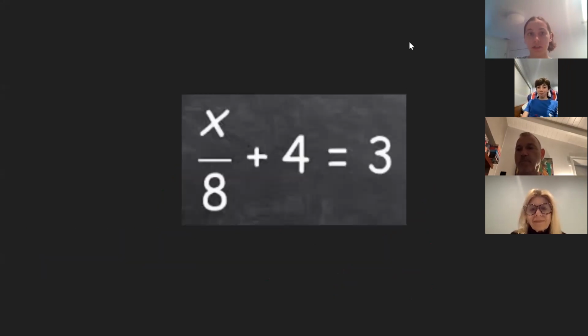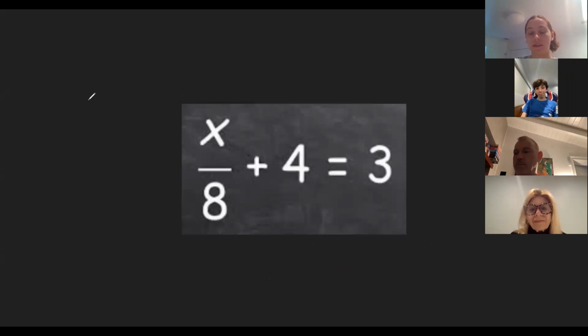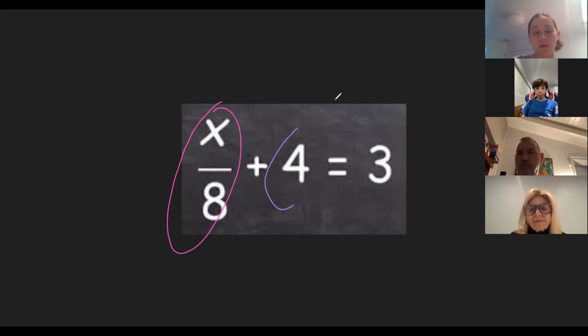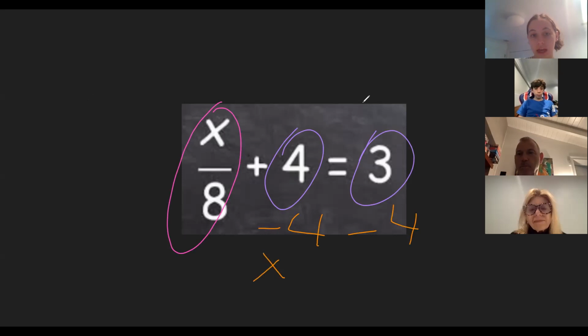Then we're going to do this one, which is slightly similar, but it uses division instead of multiplication, but we'll actually be using multiplication to reverse this. So I'm going to first circle the variables and the numbers. In one color we did the numbers, and in another, we did the variable. So we're going to subtract 4 from each side. And then we get x over 8 equals negative 1.